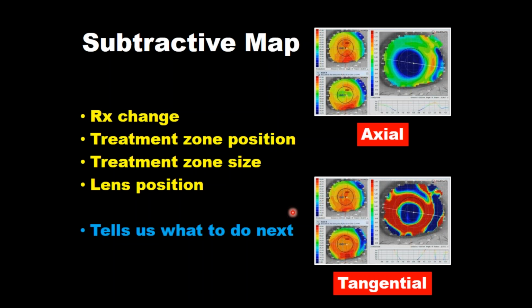The main focus will be on the axial map to give us the RX change, the treatment zone position, and the treatment zone size. The tangential map will be used to understand the lens position in the closed eye environment.